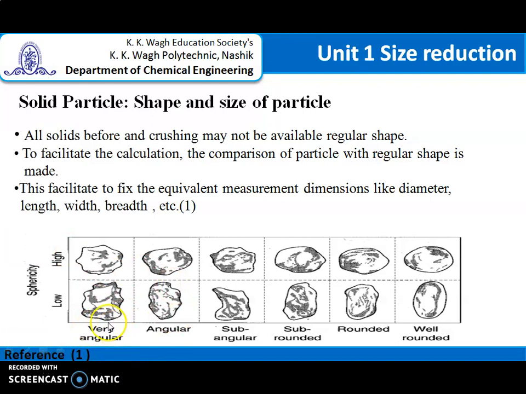You can see the shapes may vary from very angular to well-rounded. Now, in case of a very angular shape, the sphericity may vary from low to high. What sphericity is, we are going to understand in subsequent slides. It could be subangular, sub-rounded, rounded and well-rounded. So depending upon the mechanism of size reduction, we may get products of various shapes and sizes.